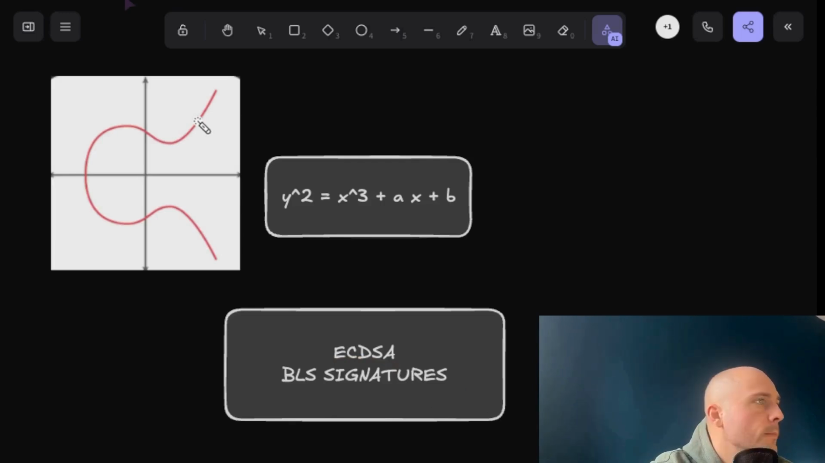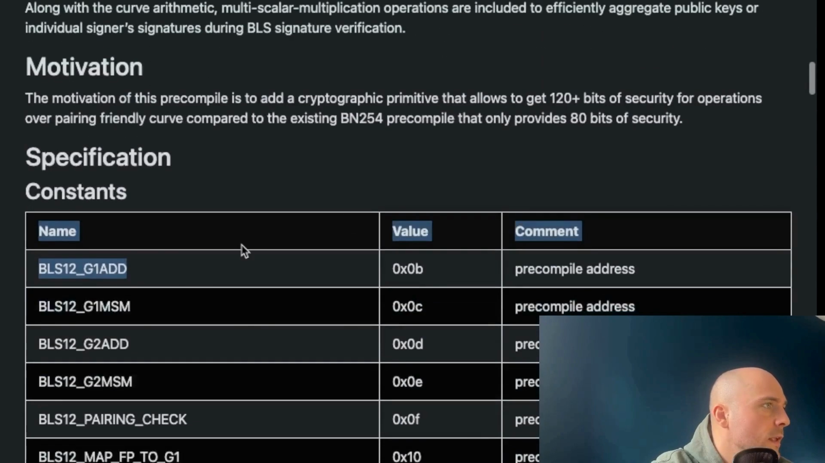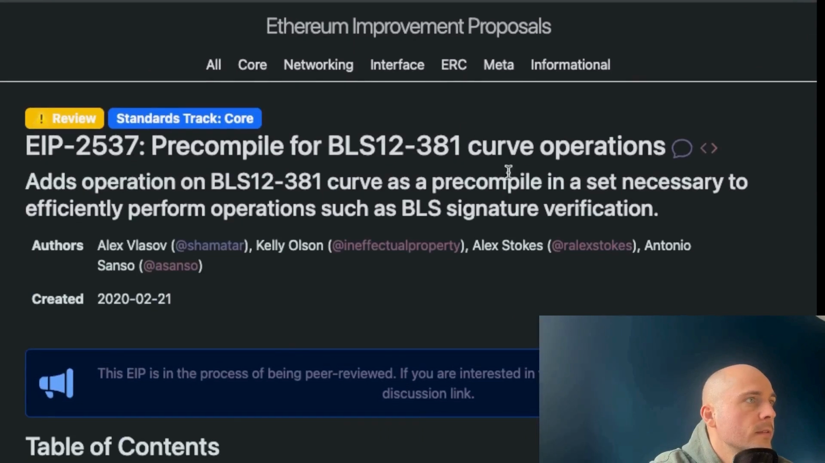against this curve by, for example, adding 2 points. And actually, if we look at the spec of EIP 2537, we can see that one of the precompiles being added is an addition operation on this new BLS 12381 curve.